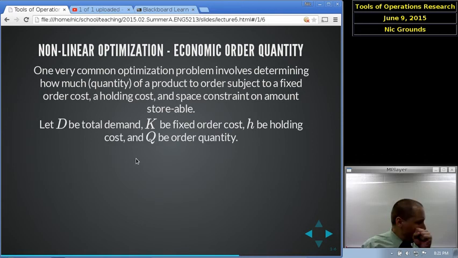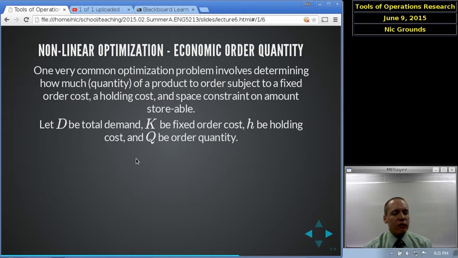So let's imagine we're going to let 4 different variables represent these different quantities. Let D be the total demand for the product. That is, maybe it's over the course of a year or a month or whatever it is, I could think I can sell D units of the product. Let's let K be the fixed order cost. So every time I order more, I have to pay K dollars, plus whatever the unit cost is multiplied by how many I order, maybe.